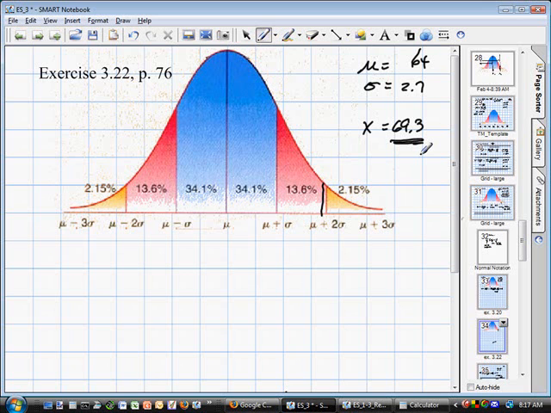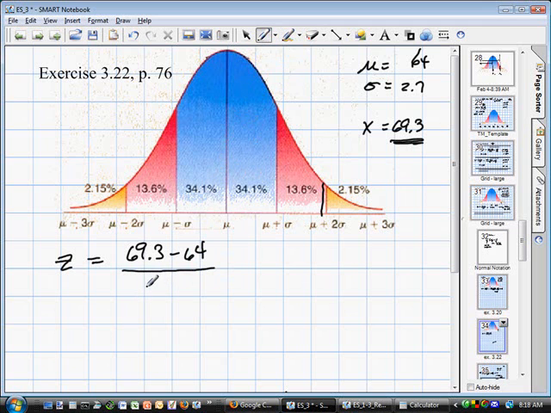I want to know what percent of women's scores. So I'm sorry, that's not a percent. That's a height. I apologize. No wonder you're confused. Okay, take the Z. We know X is 69.3. Subtract the mean, 64. Divide by the standard deviation of 2.7. Thanks for giving me that strange look. That's what clued me in. I needed that.